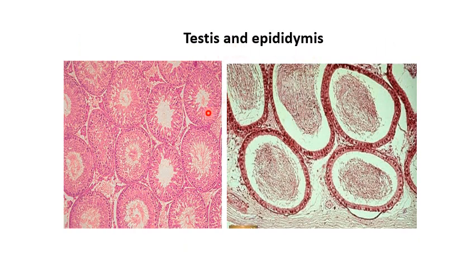Testis and epididymis. The testis is formed of seminiferous tubules, which contain the spermatogenic epithelium, formed of spermatogenic cells and Sertoli cells, while the epididymis is lined by pseudostratified columnar ciliated epithelium with long stereocilia, and the lumen contains many sperms, as a site for storage of these sperms.